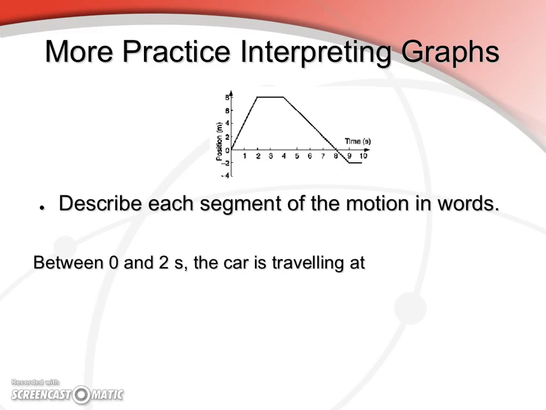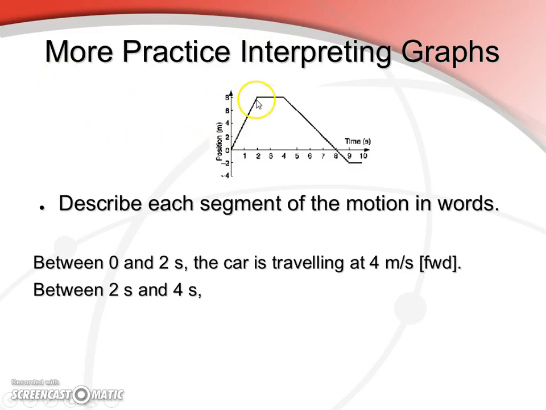Okay, describing the segments in words. You should practice doing this. It's a good exercise, and it will be on various quizzes. So we have the first segment. Between 0 and 2 seconds, the car is traveling at 4 meters per second forward, right? Its displacement is increasing at a constant rate, and our slope gives us 4 meters per second.